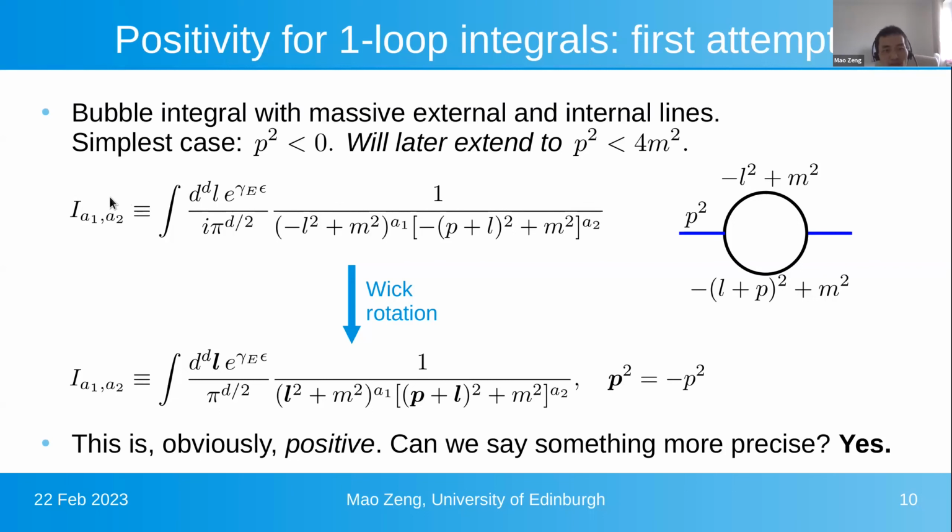Then you can immediately say that the integral has to be positive because the propagator denominators in the Euclidean space-time are always greater than or equal to 0. But can we say something more precise? Not just that the integral is greater than 0. Can we actually pin down its value? As we will see, the answer is yes.